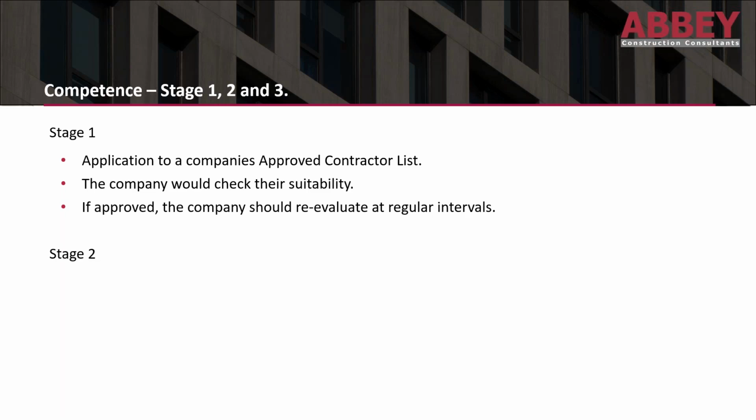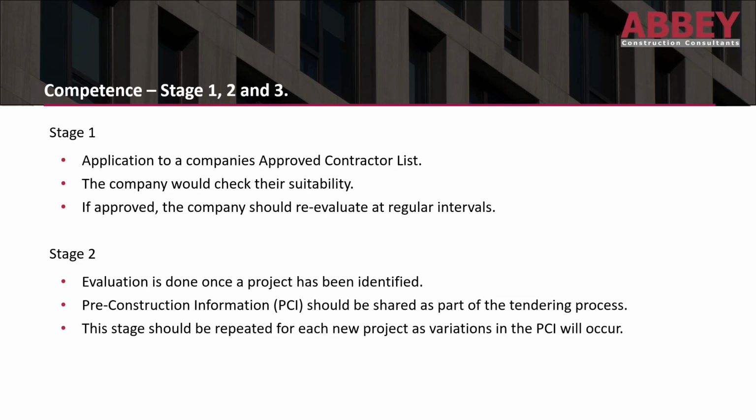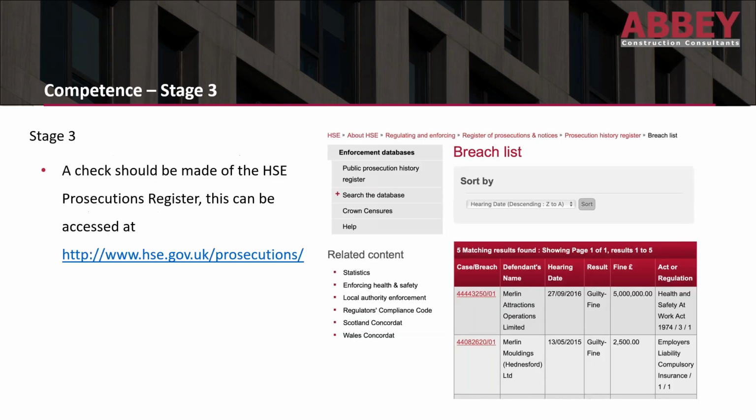Once that was done, so you've done the organisation competence, you would then move on to stage 2. That's an evaluation done once you've then identified a specific project and you wanted to issue that to a specific contractor. You would then provide them with some form of pre-construction information. I say some form because depending on the project would vary the amount and level of information that you would provide as pre-construction information. And you would share that with all of them tendering. This stage would then be repeated for each new project you wanted to issue out. So that'd be your stage 2.